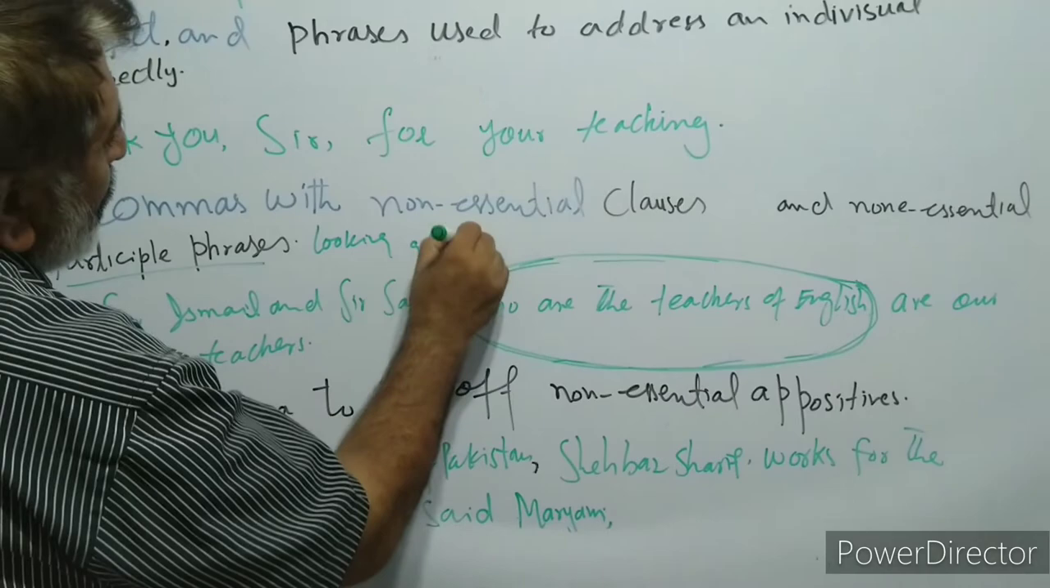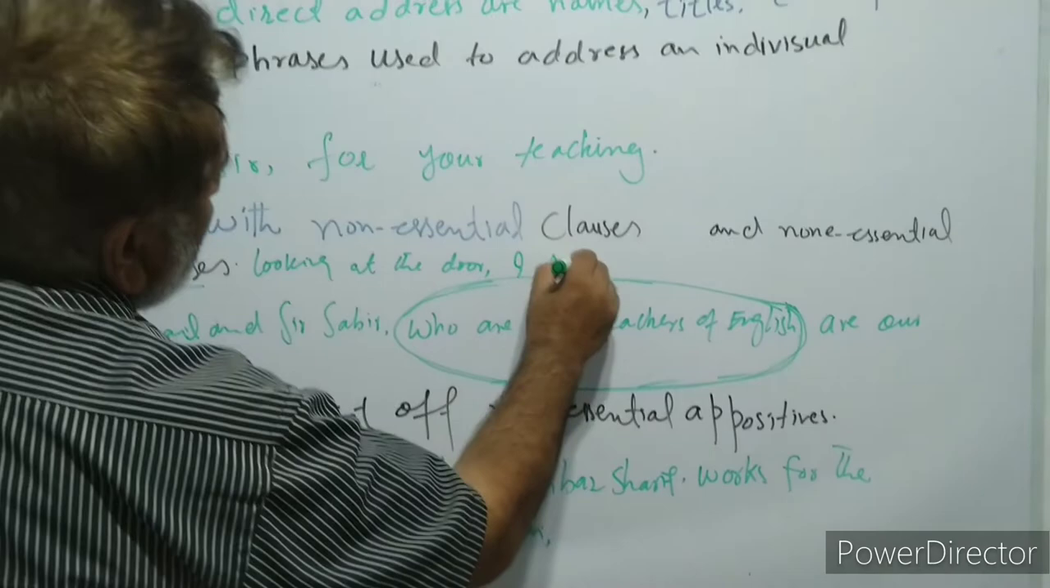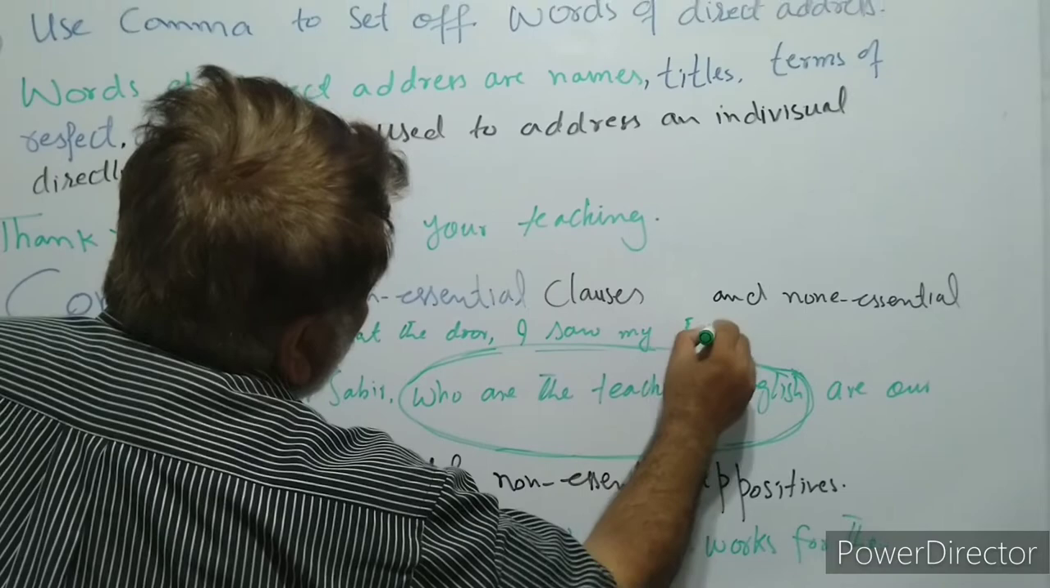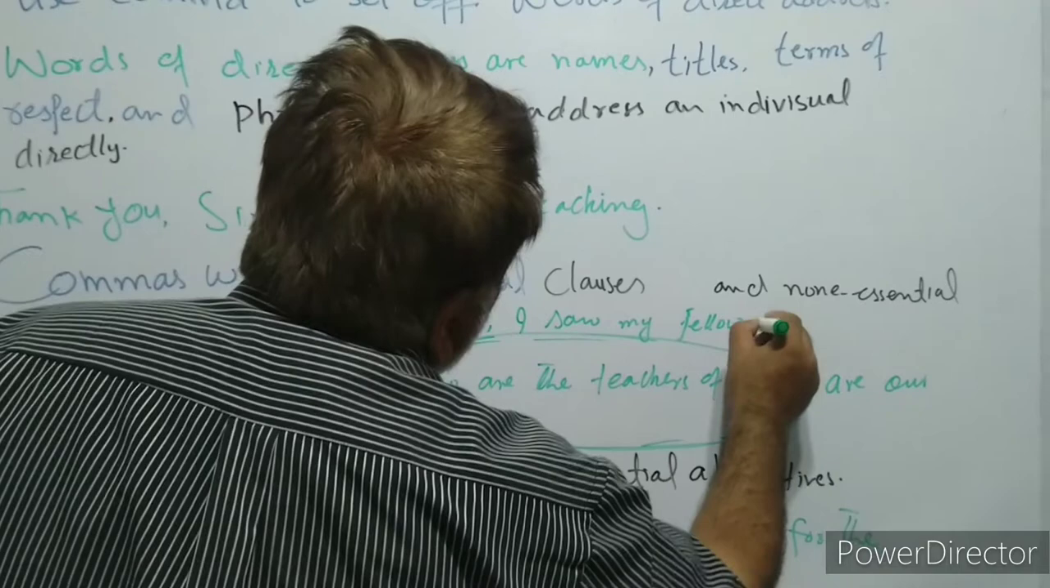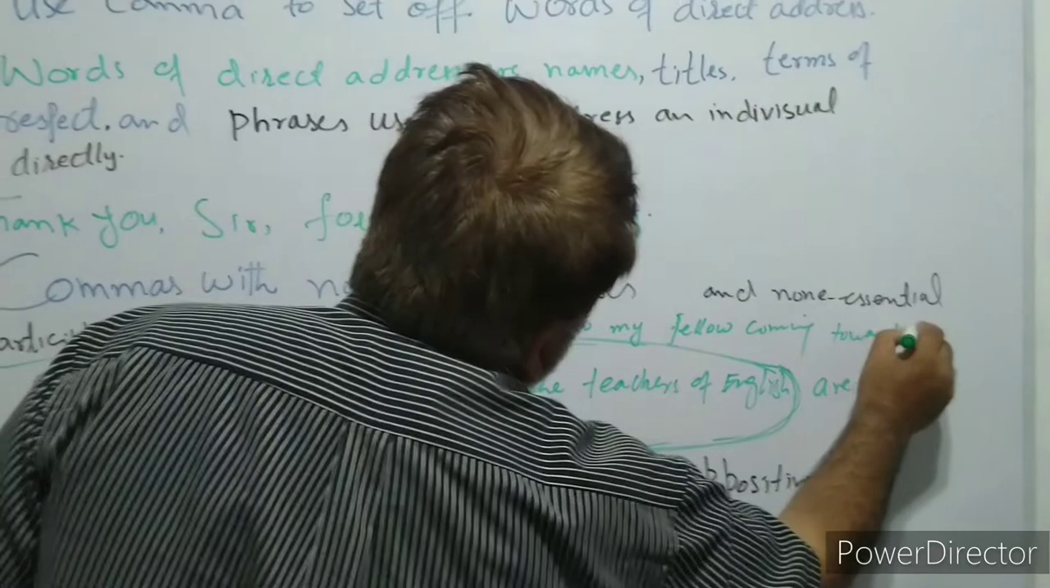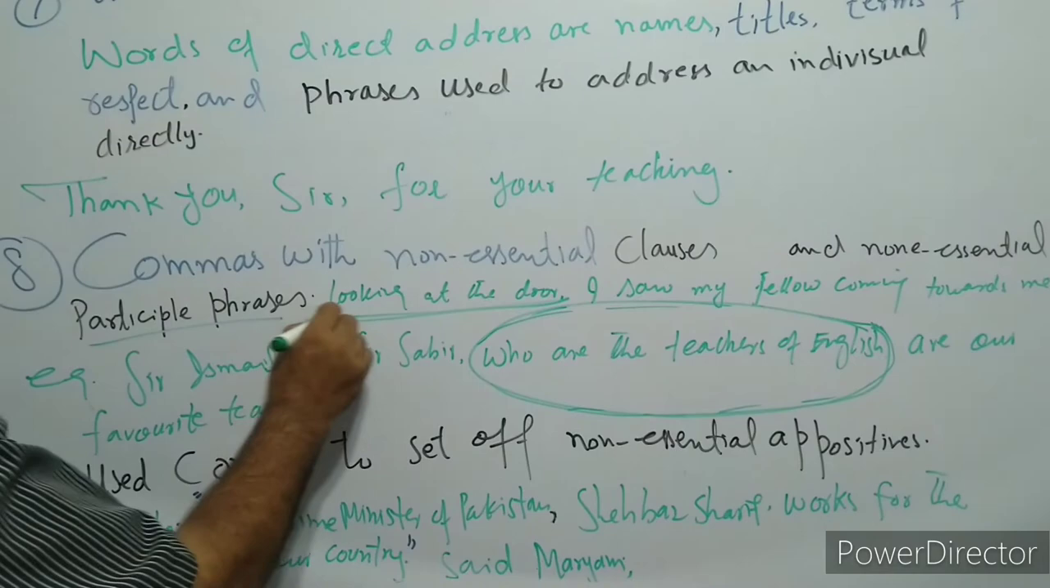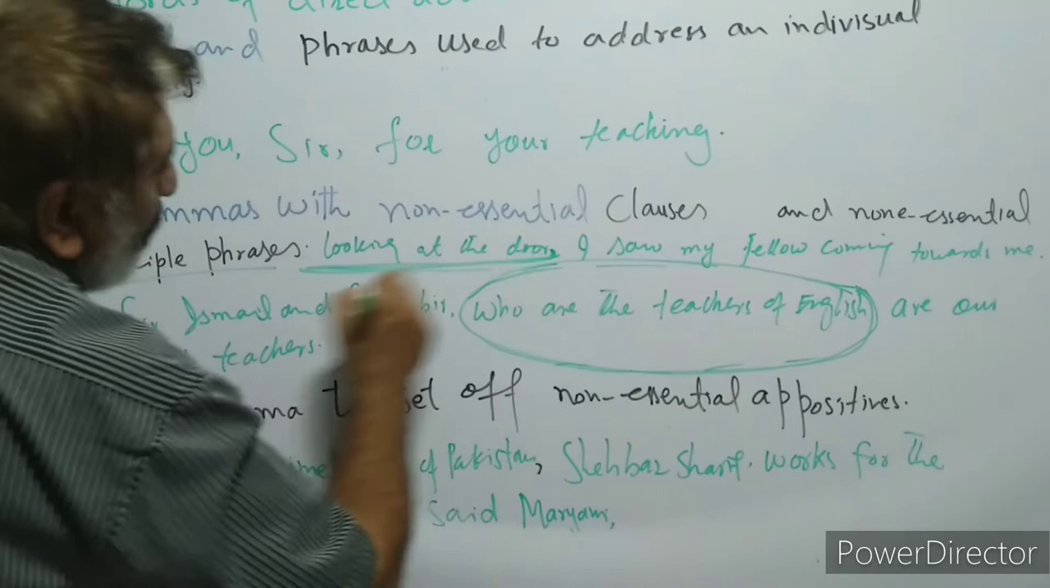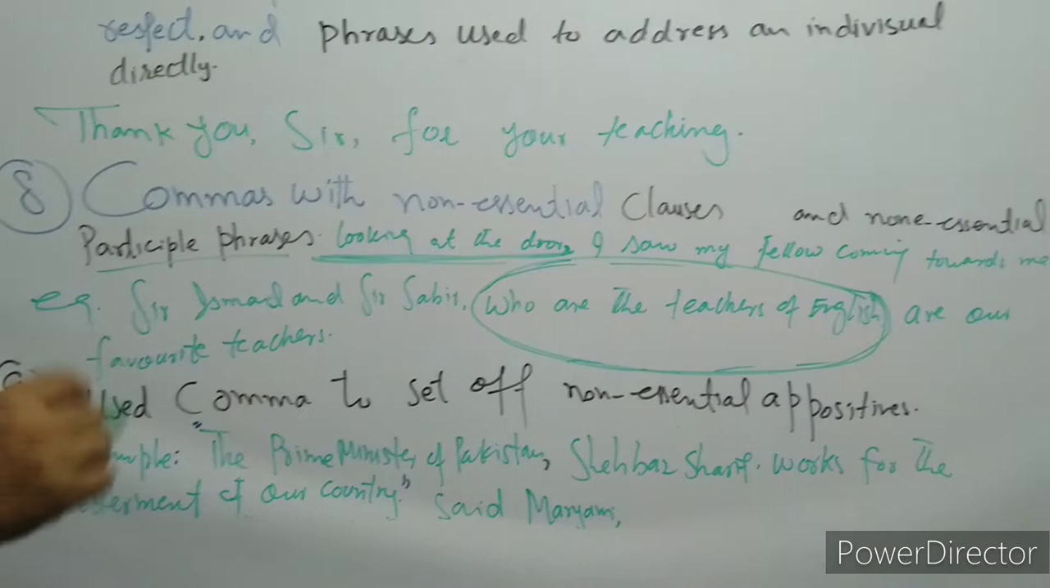Looking at the door, I saw my fellow coming towards me. Here this is a participle phrase, so with the help of this, comma is required.